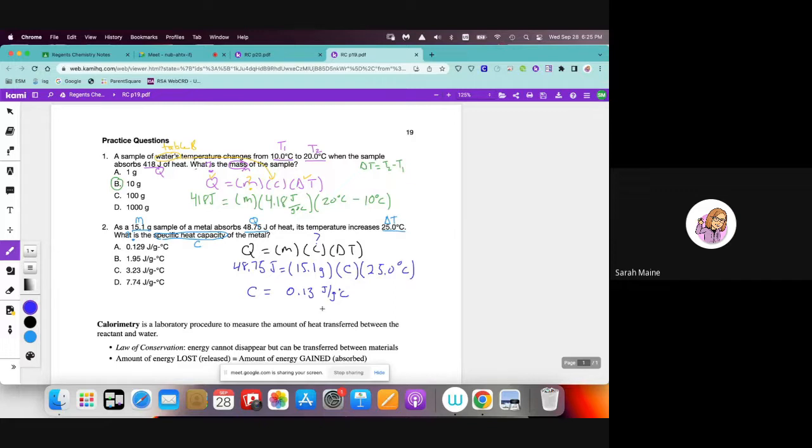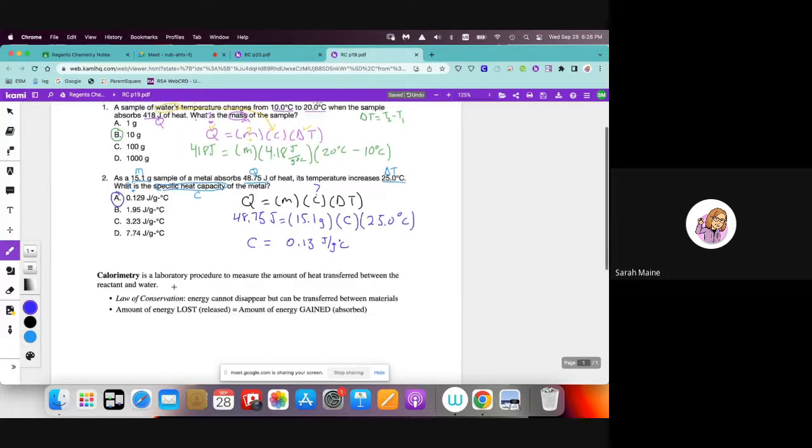Right? And so now I take a look at what I see on my calculator and I come over and take a look at the list and I choose the one that is the most similar to my calculator answer. So 0.129 is the best answer, answer A.